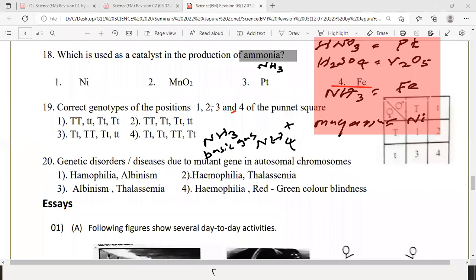Ammonia is very important in the rubber industry. But it is a toxic gas, right? Ammonia is a toxic gas. You should not inhale it. When you open the ammonia bottle in the school laboratory, you get a strong smell, right? So it's a toxic gas.